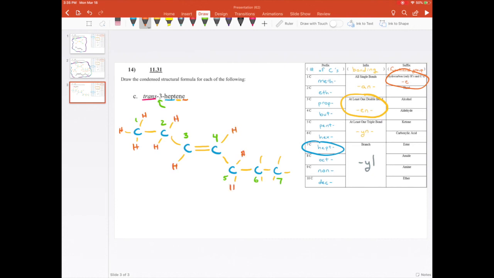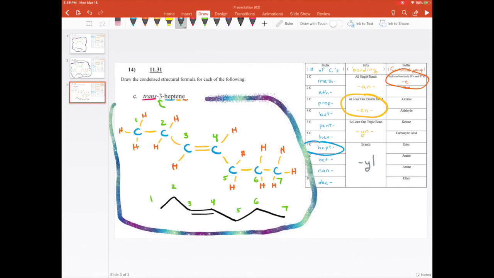So this is the Lewis structure. You could also draw the skeletal structure. And to do that, I would start with the double bond again. So that's 3 and 4. You know that on the left it's going to be going up, on the right it's going to be going down. So that's 2 and 5. And now you can just do the zigzag. So 5, 6, 7. And on the left, 1. Both of these are valid structures for trans-3-heptene.